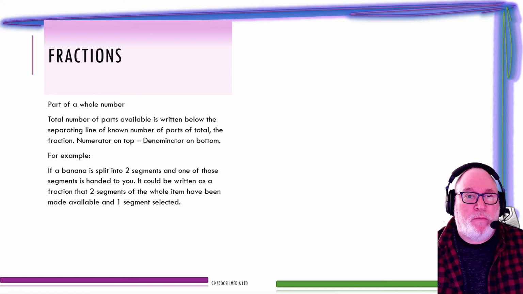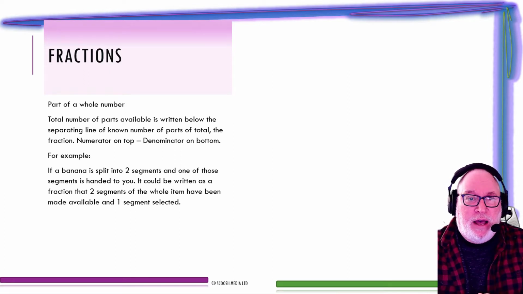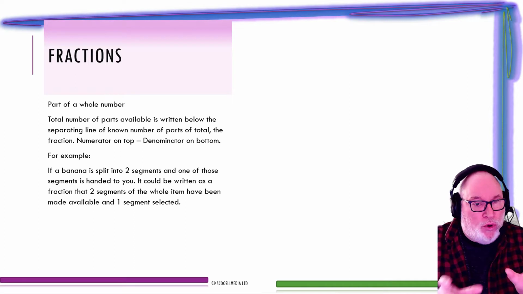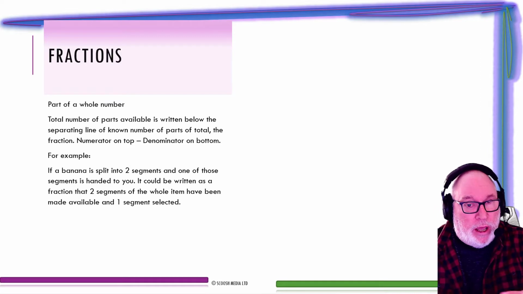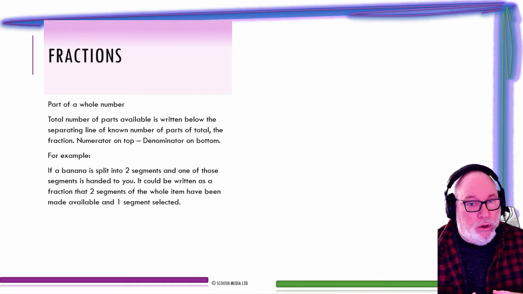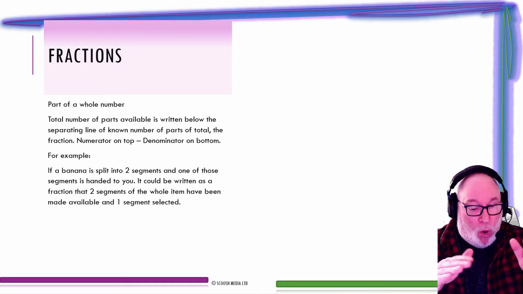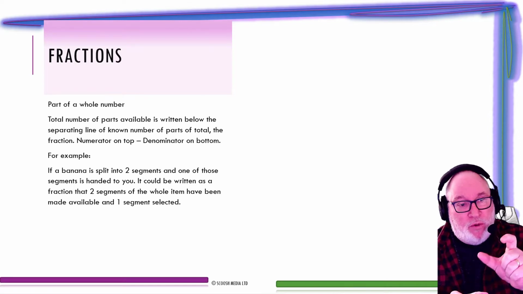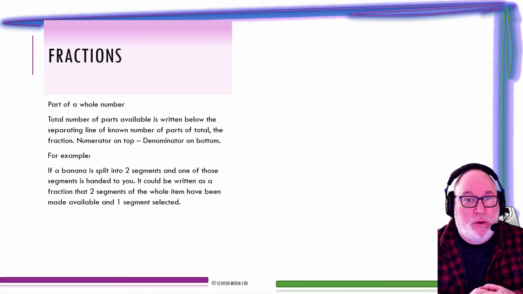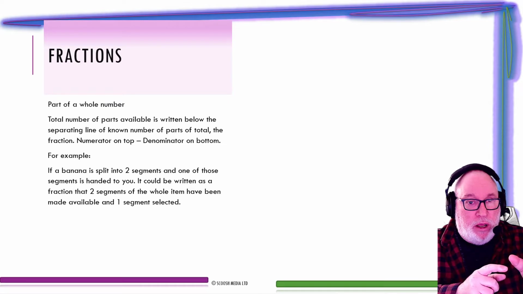I'll give you an example. If a banana is split into two segments, and one of those segments is handed to you, then we say that there's two segments and you've got one of them. So you've got one out of the two. Two have been made available from the whole item, which would be one banana. You've got two parts there, and one of those parts has been made available to you. So that's one out of two.